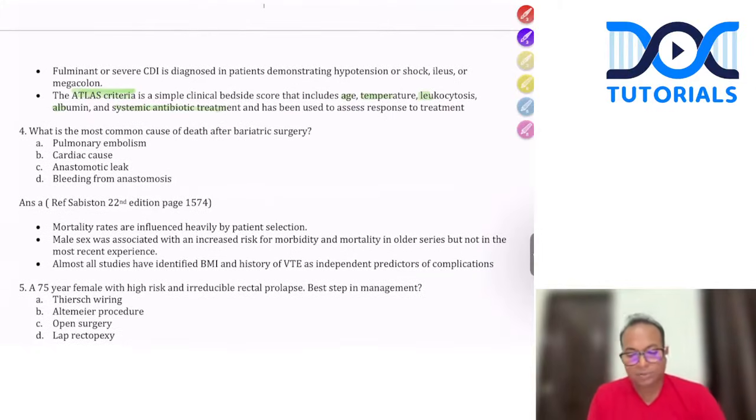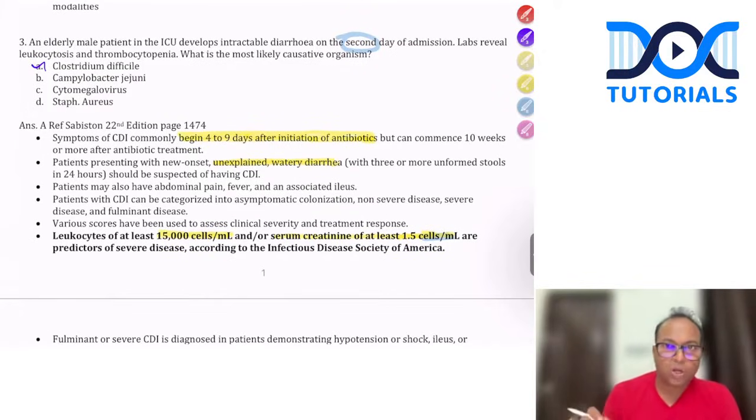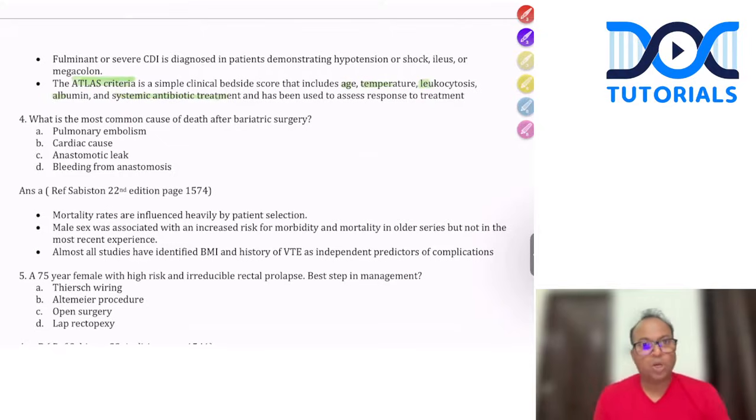So this question, therefore, will go for Clostridium difficile. Straightforward question, but small controversies. They have mentioned second day. I feel it should have been 4 to 9 days after the initiation of antibiotics in ICU. Okay. Age of the patient, temperature, leukocytosis, albumin, and systemic antibiotic treatment all form the ATLAS criteria, used to assess the response to treatment for Clostridium difficile infection.